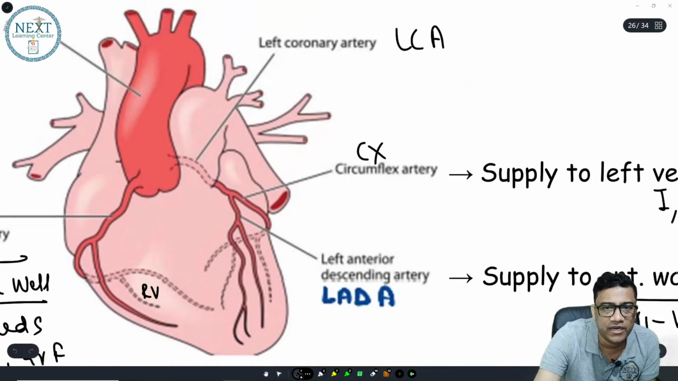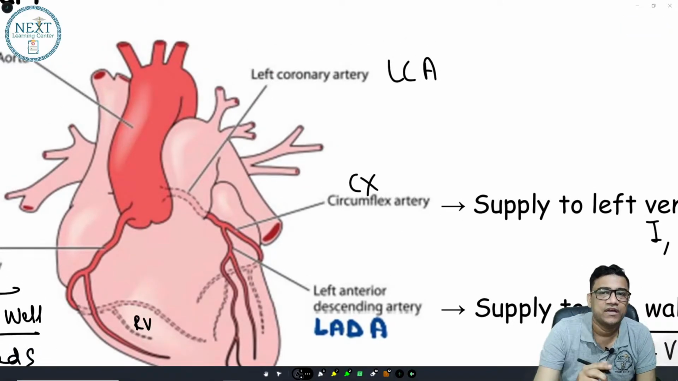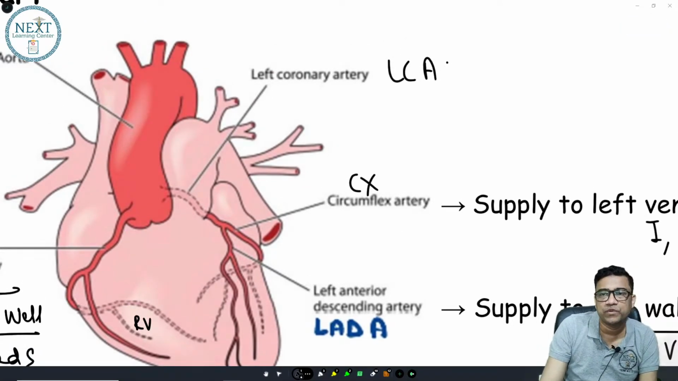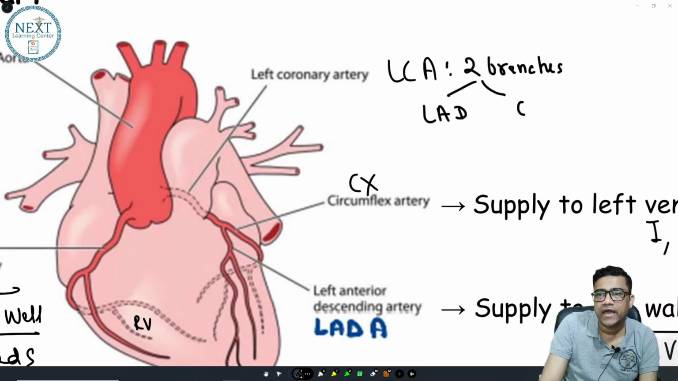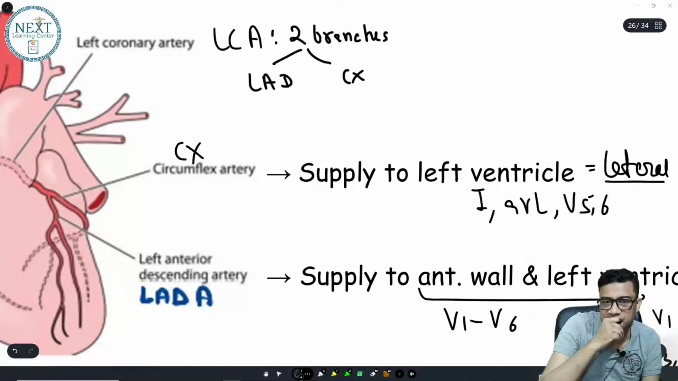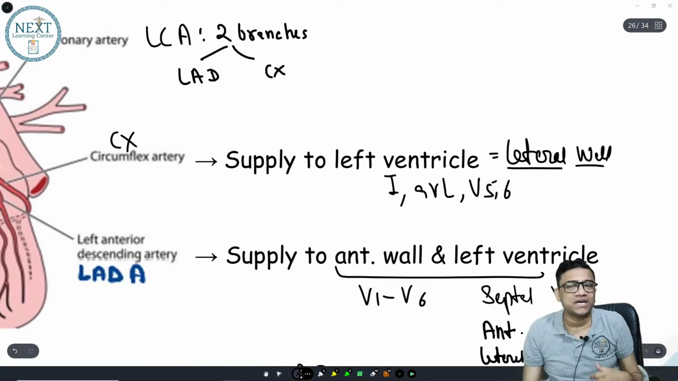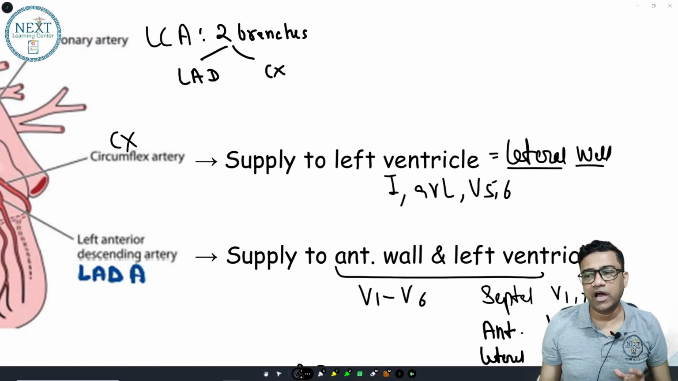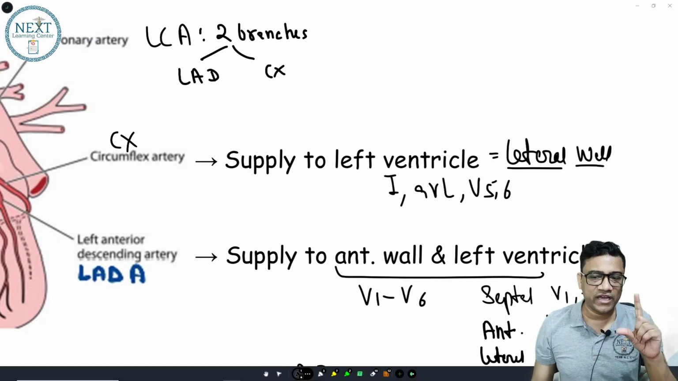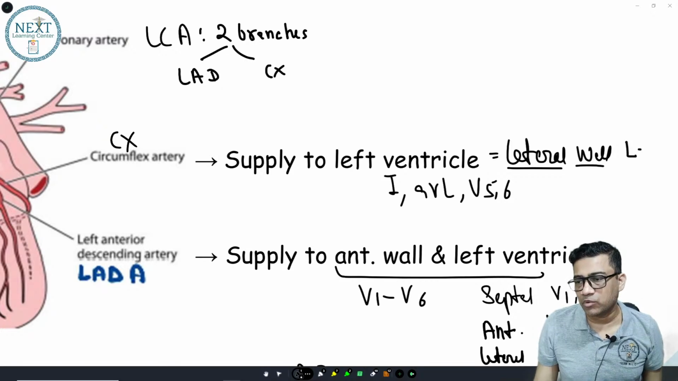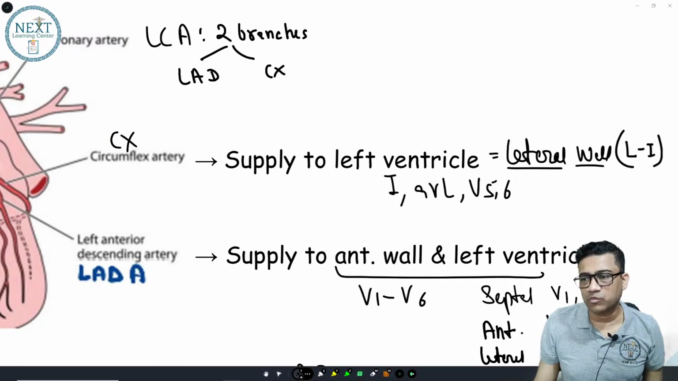अब आ गया हमारा राइट कॉर्नरी, हो गया लेफ्ट कॉर्नरी आर्टरी, 2 ब्रांचेस. और द 2 ब्रांचेस LAD and CX. CX is circumflex. It supplies the left ventricle mainly, called the lateral wall. And remember how many L we have. L means life. How many lives do we have? 1 life. So L and 1. Remember the mnemonic. L1 is the mnemonic.